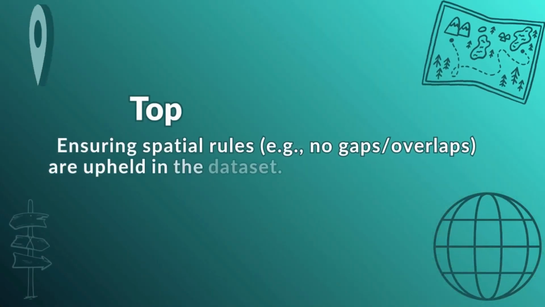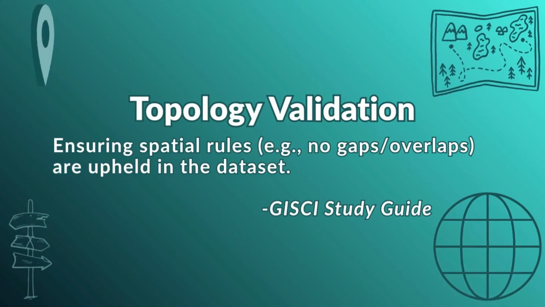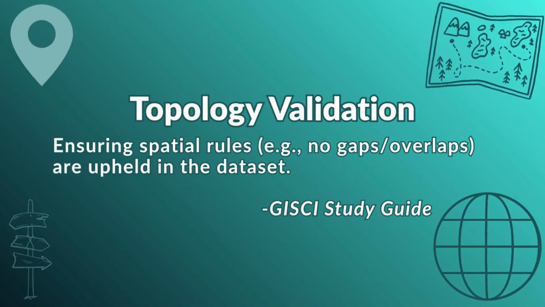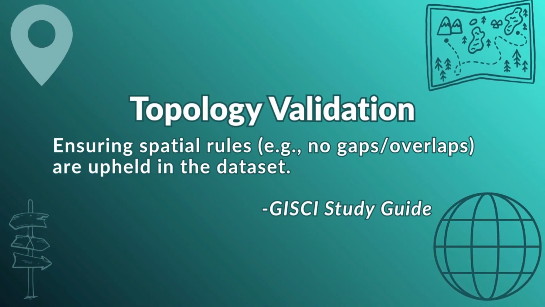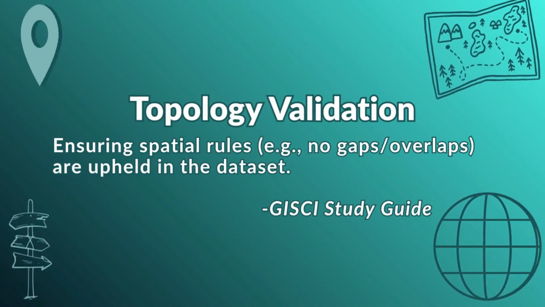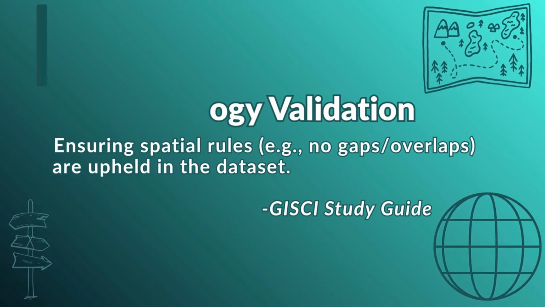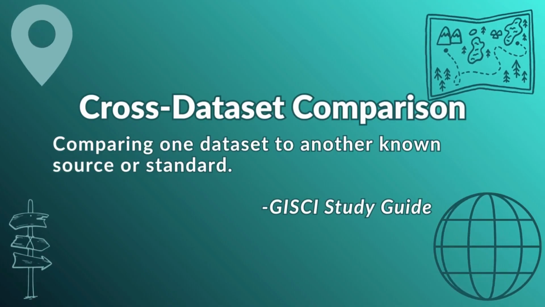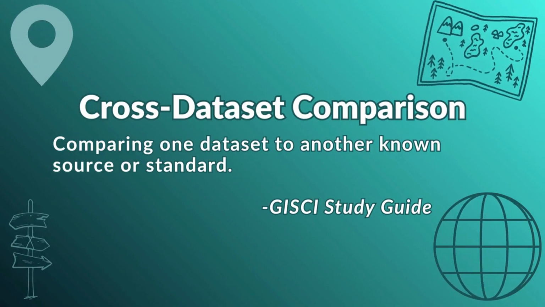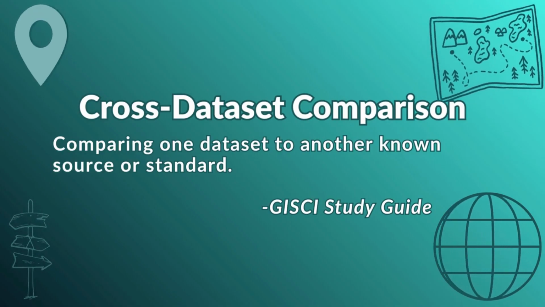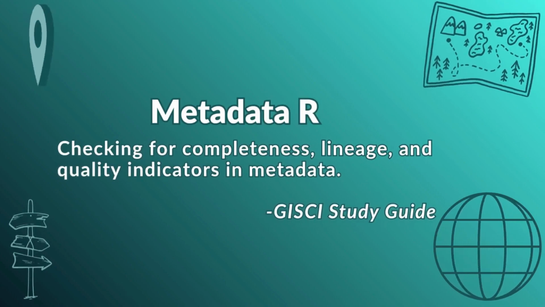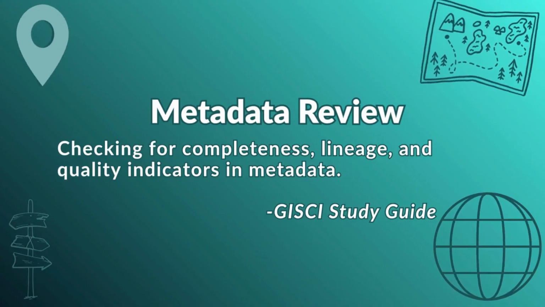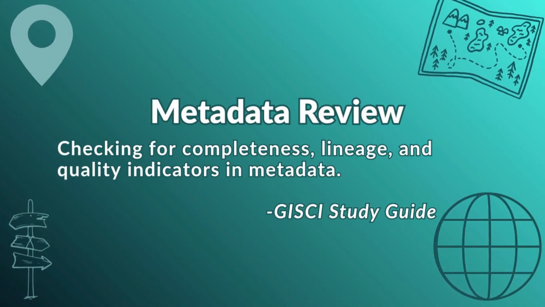Well, topology validation ensures spatial rules are upheld. So a classic ArcGIS exam scenario is using topology rules to detect slivers. Slivers. Yeah, those tiny, unintended gaps or overlaps between land parcel polygons that usually happen during digitizing. Then cross-dataset comparison is taking your local municipal database and validating it against an independent, authoritative source like USPS address records to find discrepancies. Just cross-checking. Exactly. And finally, there is metadata review, which is proving your dataset complies with FGDC lineage and quality standards.